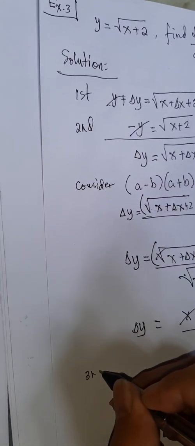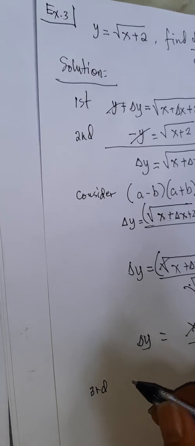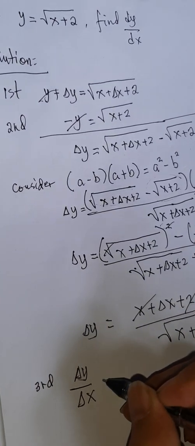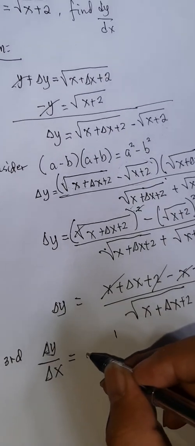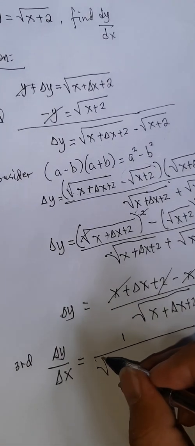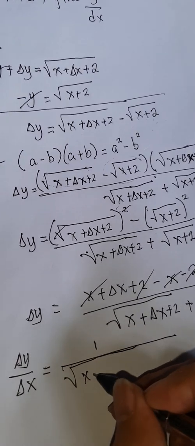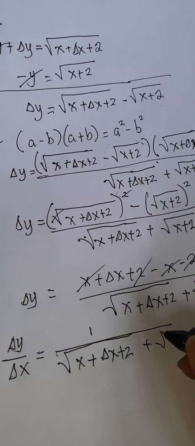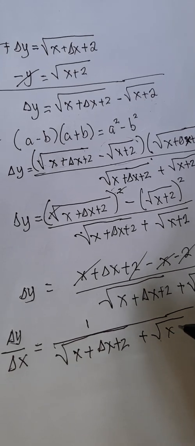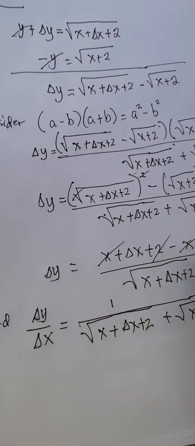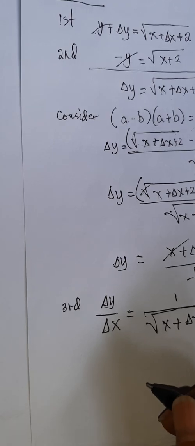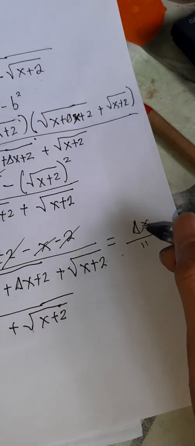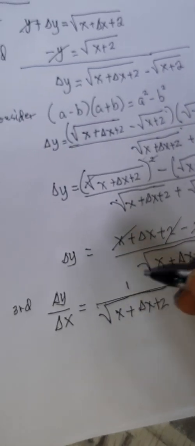Then the third step is to divide both sides by delta x, that is delta y over delta x is equal to 1 divided by square root of x plus delta x plus 2 plus square root of x plus 2. Magdi-divide na sa 1 sa delta x to, kaya matitira 1.